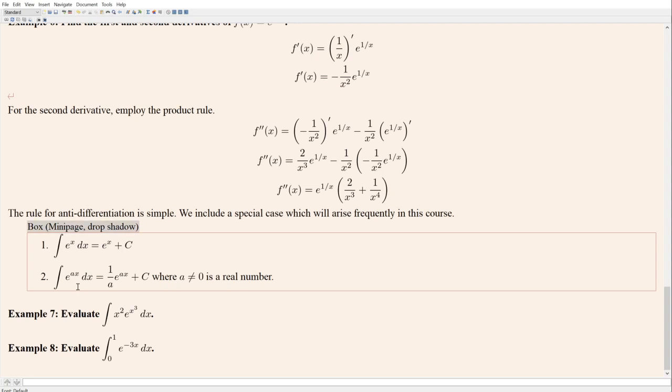There is another special case which is going to arise pretty frequently in this course, so much so that I would like you to just memorize this. So if you have e to the power ax, where a is just some non-zero number, then when you anti-differentiate it, e to the ax stays the same. The only thing you have to add on is a factor of 1 over a. That's all you need to do. So if this is e to the 5x, that's just 1/5 e to the 5x. And you can prove this by doing a u substitution. Just let u equal ax, and it's super easy. But I think this is worth memorizing.